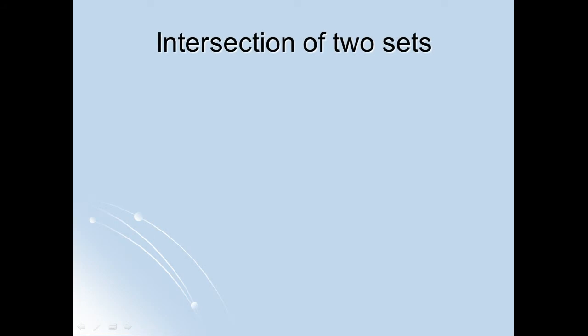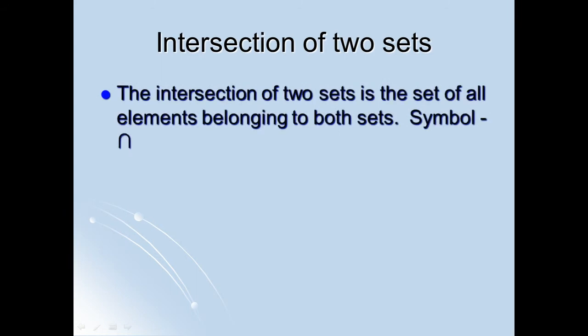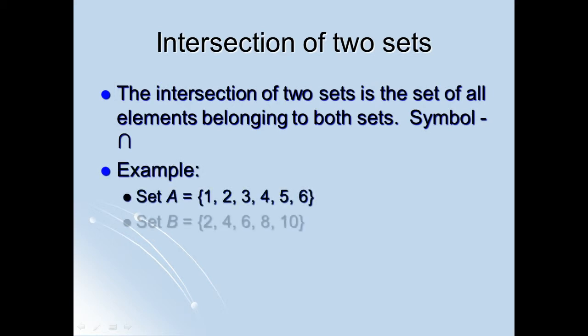The intersection of two sets is our next operation. The intersection of any two sets is the set of all elements that belongs to both sets. The symbol for the intersection is an upside down U. For example, if we have set A being 1, 2, 3, 4, 5, and 6, and set B being 2, 4, 6, 8, and 10, the elements that those two sets share are 2, 4, and 6. So therefore, A intersect B becomes 2, 4, and 6.